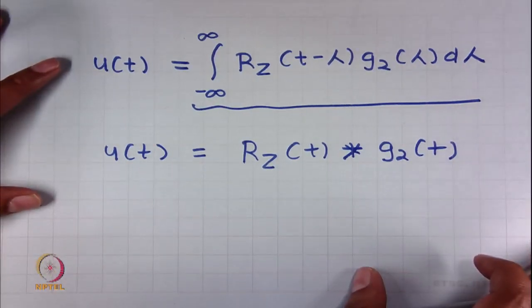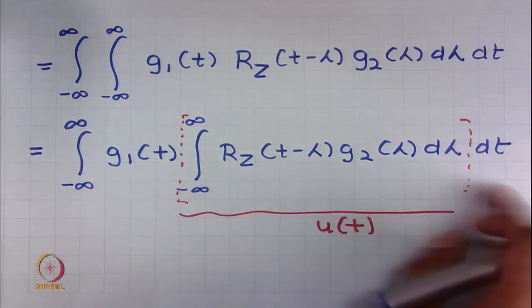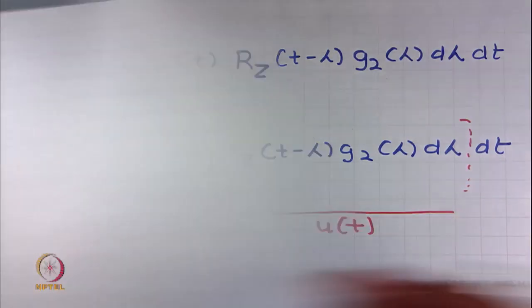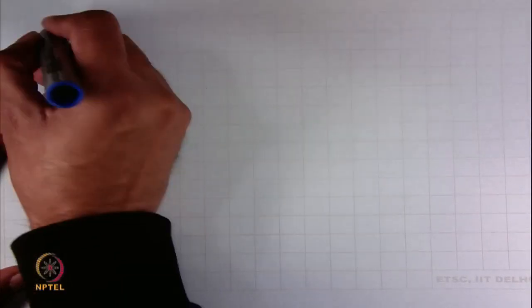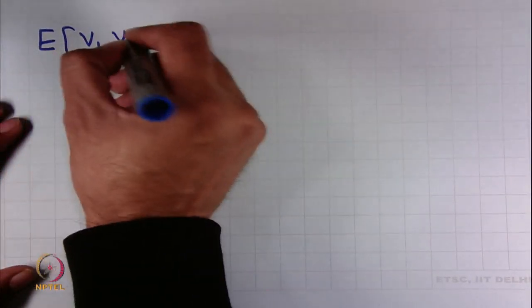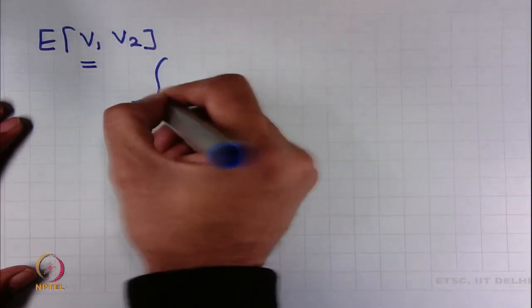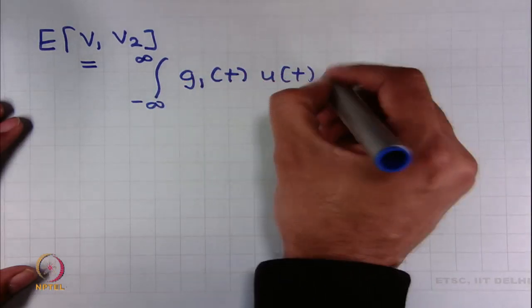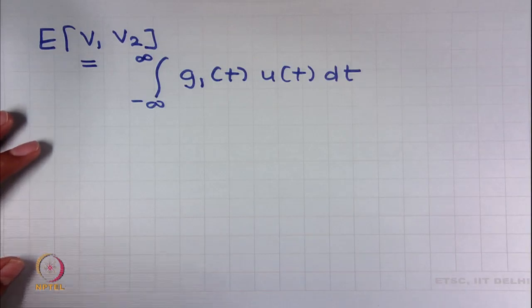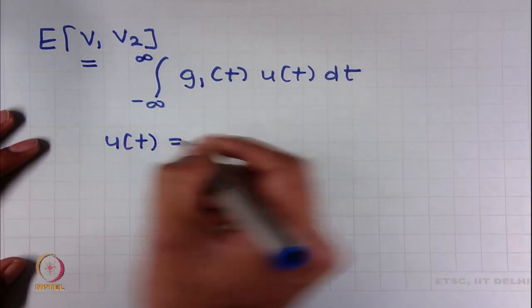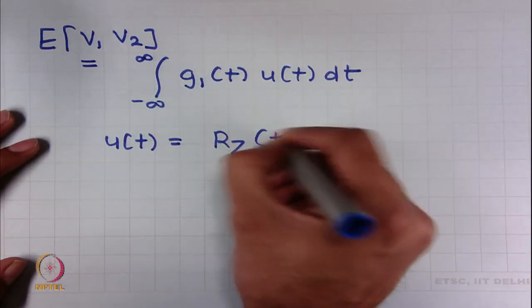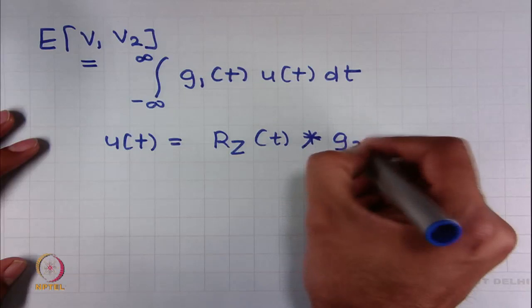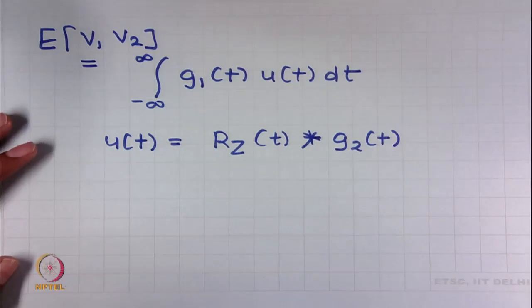So, let us now go back to that expression which we obtained. So, thinking about this, we get the expected value of V1 V2, which is what we were deriving, is nothing but the integration of g1 of t u of t dt, where u of t we said is nothing but the convolution of these two functions. Okay. Now, let us invoke Parseval's theorem.